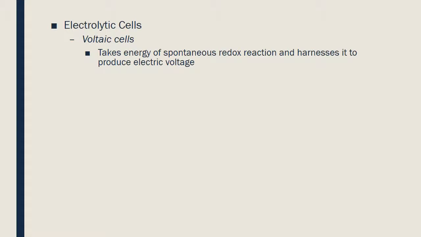First, let's go back and recap. Voltaic cells take the energy of spontaneous redox reactions and harness it to produce electric charge or electric voltage. As we saw in the previous videos, with a voltaic cell, you have two half cells connected by an external wire in which the electrons can then move through, and it's always going to move in the spontaneous direction in order to produce that voltage.